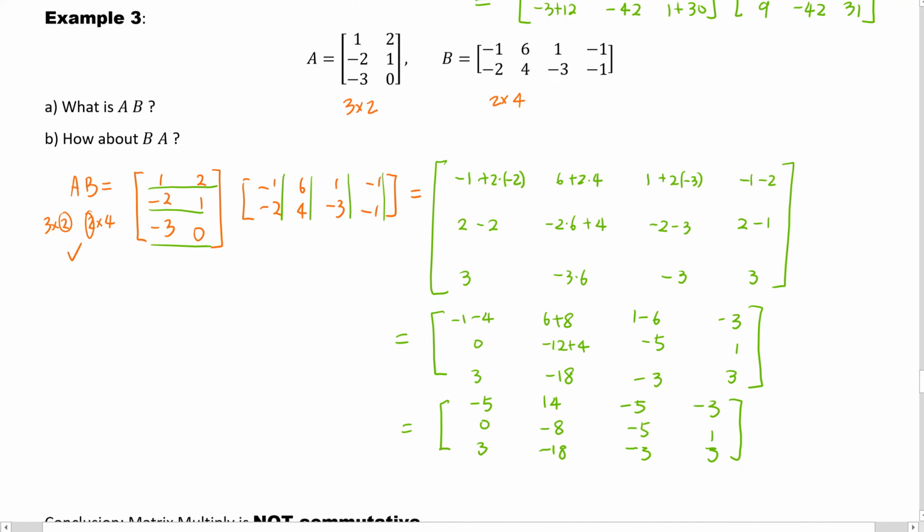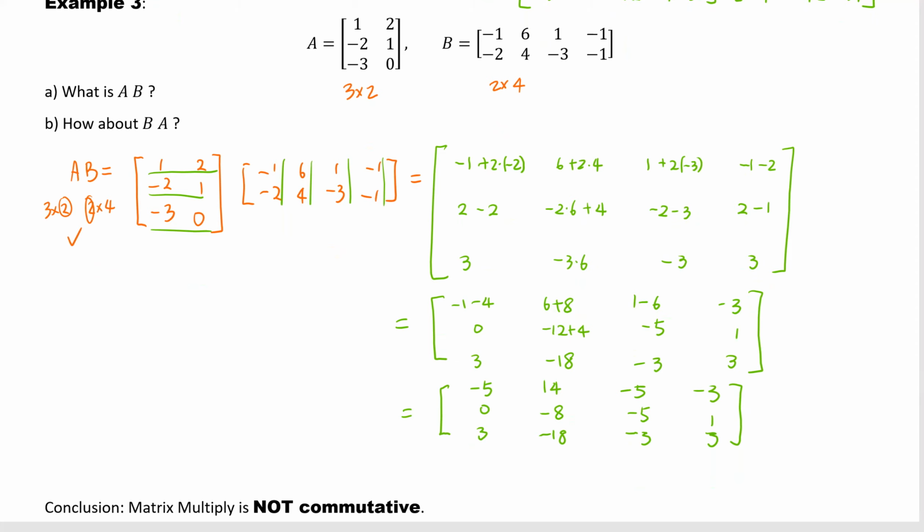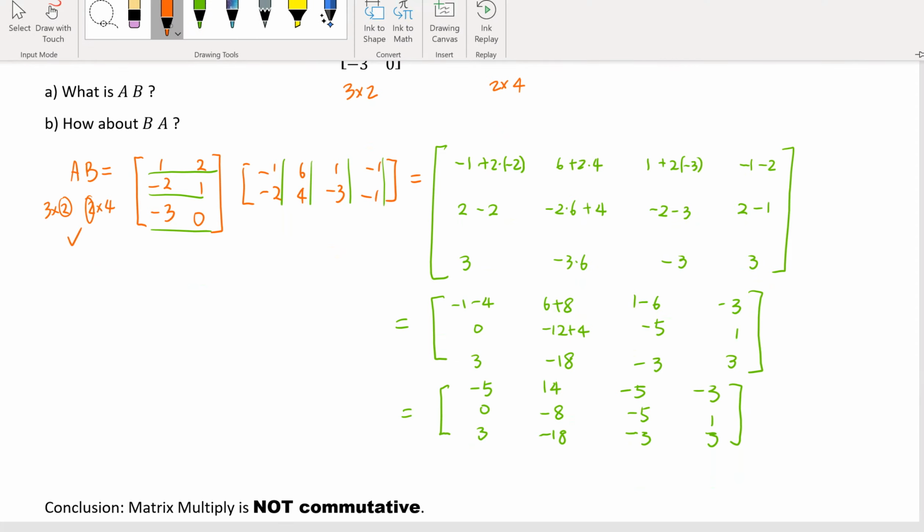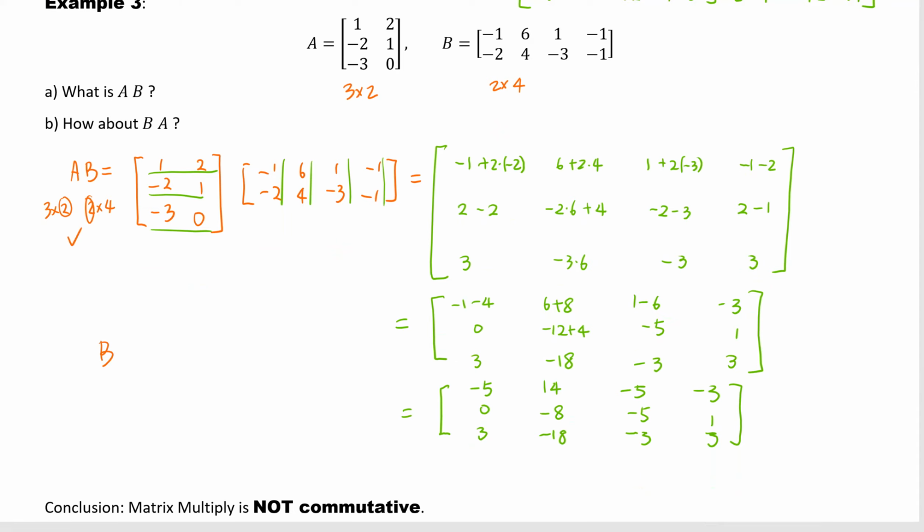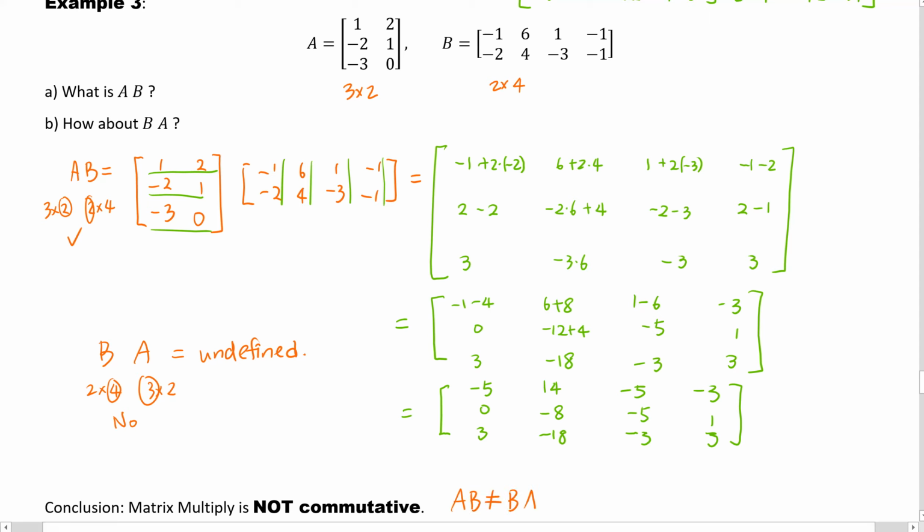So far, so good, everybody? Okay, how about BA? Well, B is 2 by 4, A is 3 by 2. Does the inner dimension match? No, so this is undefined. You can see matrix multiplication is not commutative. This is an example of a non-commutative operation. AB is not equal to BA for matrix multiplication.